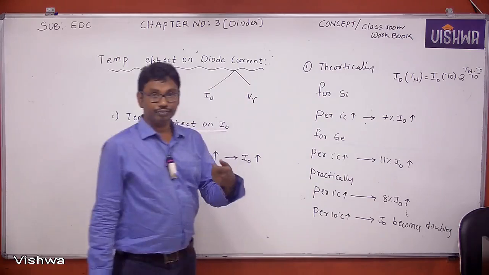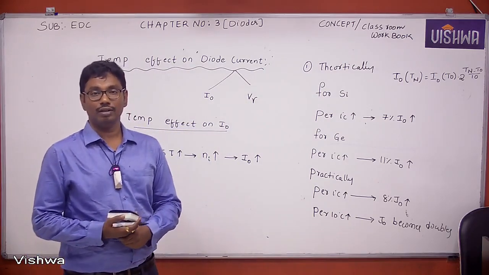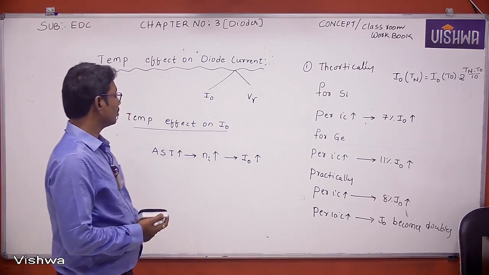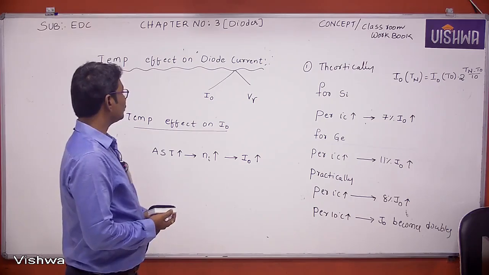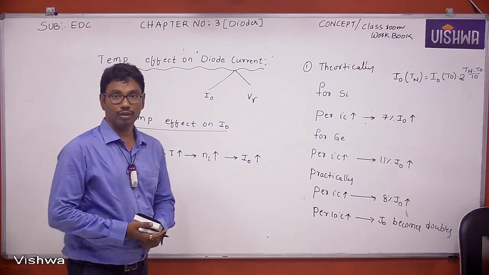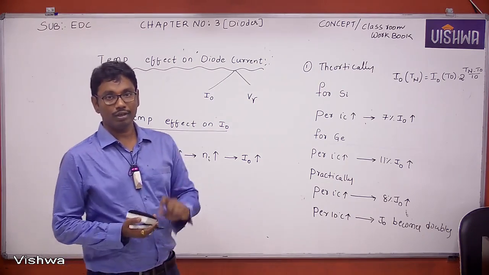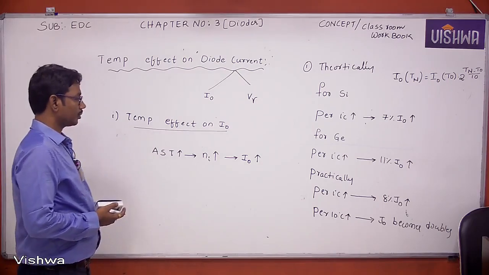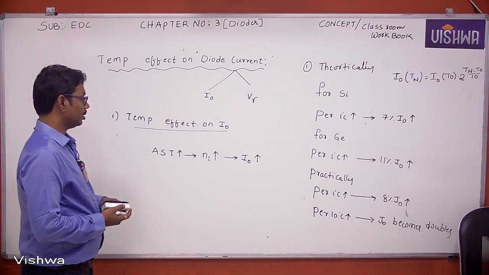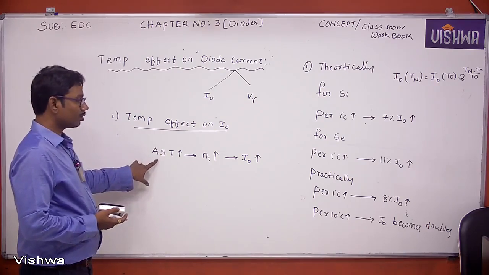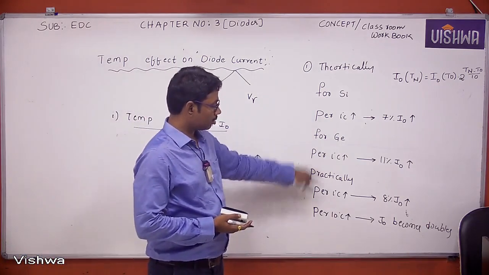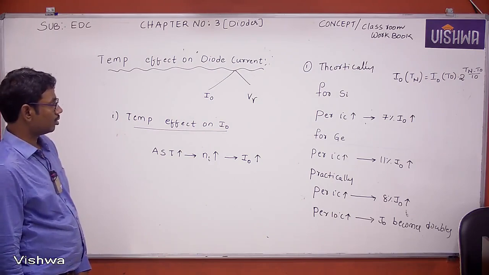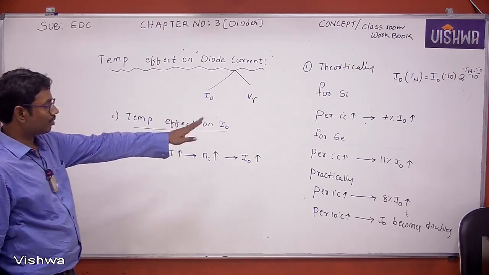Write down this. Diode current is affected due to temperature in two ways. The first one: temperature effect on I naught. Copy this flow graph, and after the flow graph, copy the theoretical and practical values.